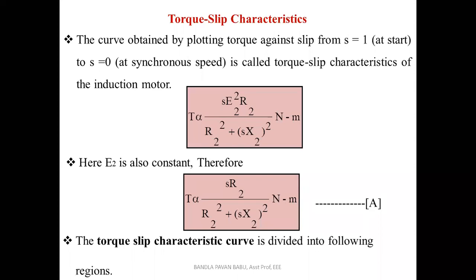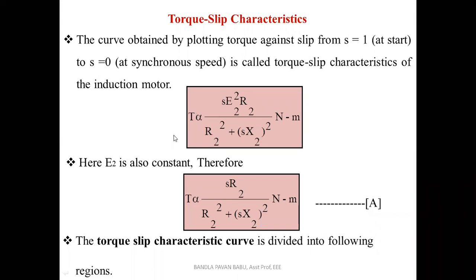How does it respond, what type of performance is observed, and what type of behavior does it represent as the slip is varied from s equal to 0 to 1? All of this we are going to see.